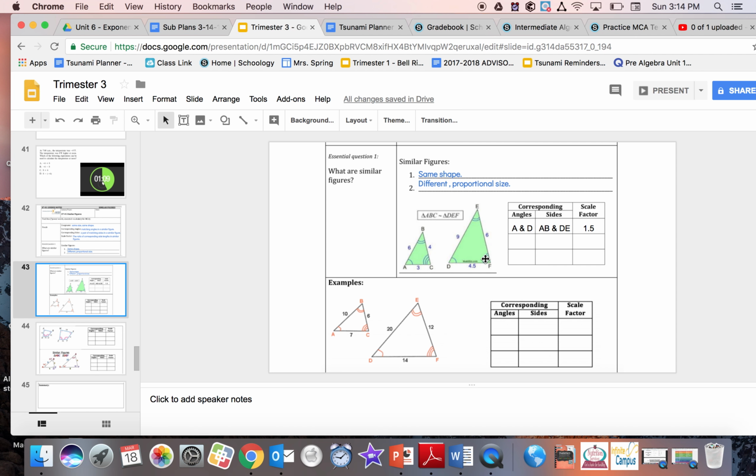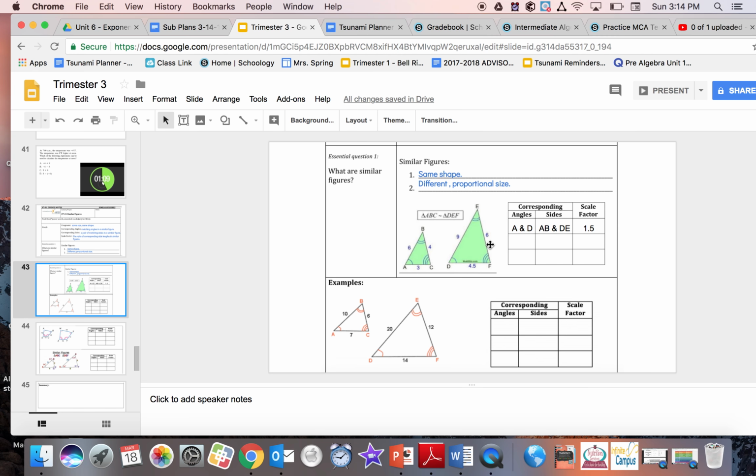So if we take a look at side length AB, the distance from A to B is 6. The corresponding side on this similar figure is DE, which has a side length of 9. Notice that they're not the same. However, when we look at the scale factor, we notice that this second figure is exactly 1.5 times as large as the original. And what's going to be true about the rest of the side lengths is that they're also 1.5 times the size. They have a scale factor of 1.5.